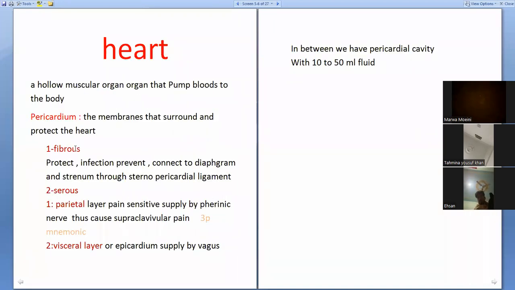Okay. What is the fibrous pericardium? It is the thick layer. It protects the heart. It prevents the heart from infection.